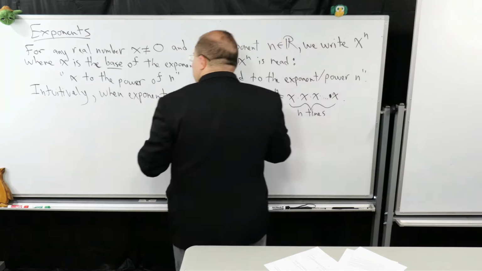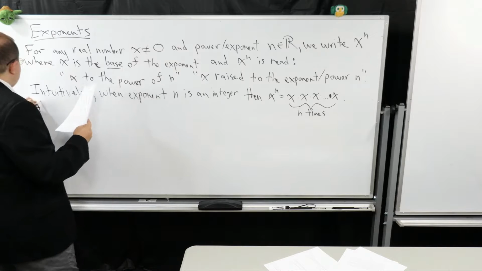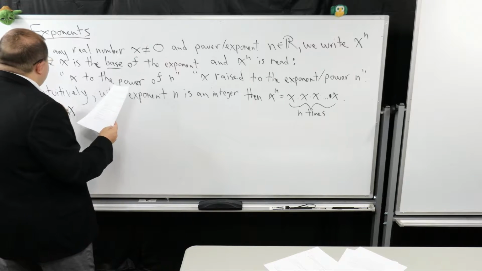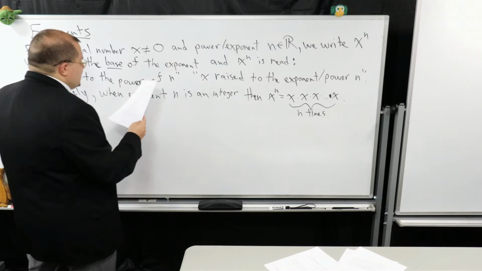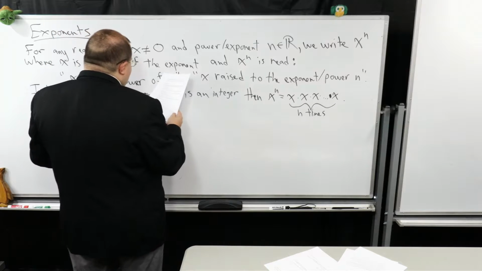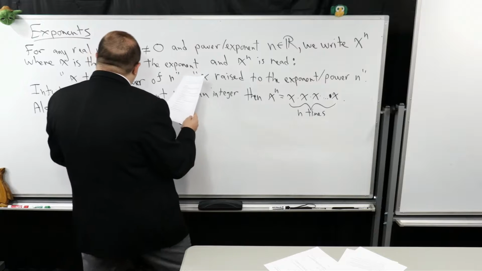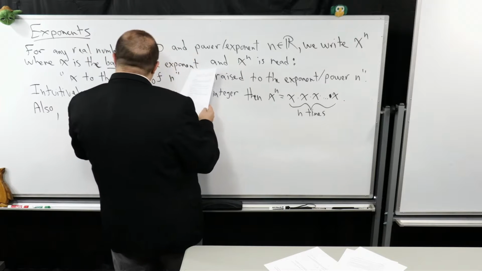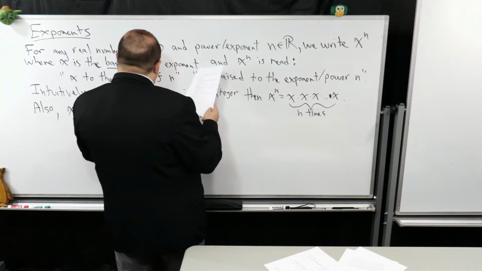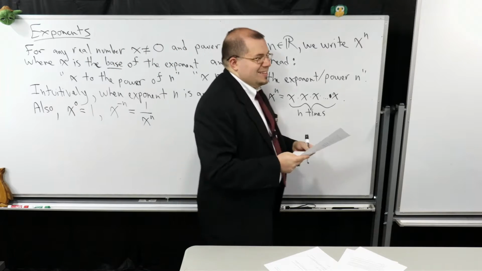As a remark, it's also worth noting that x to the 0, or the 0th power, is equal to 1. And if ever I give you a negative exponent, like x raised to the minus n, this minus is just saying it's 1 over that thing with the exponent. Okay?